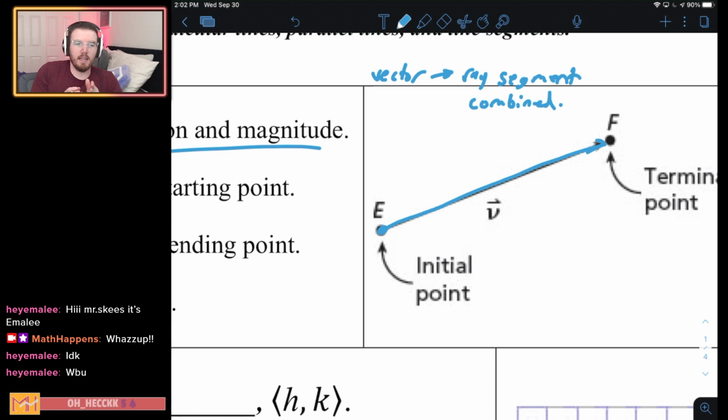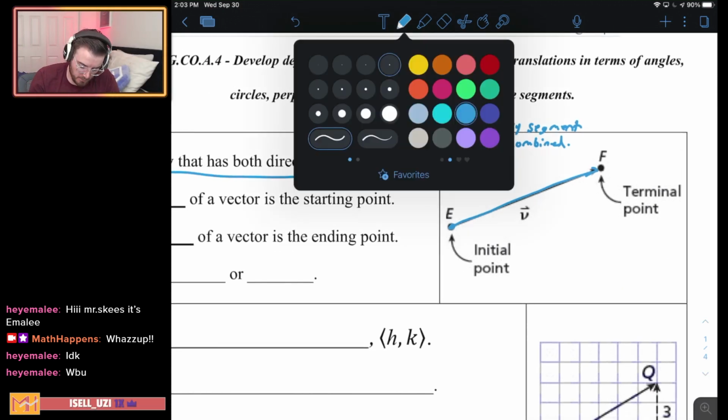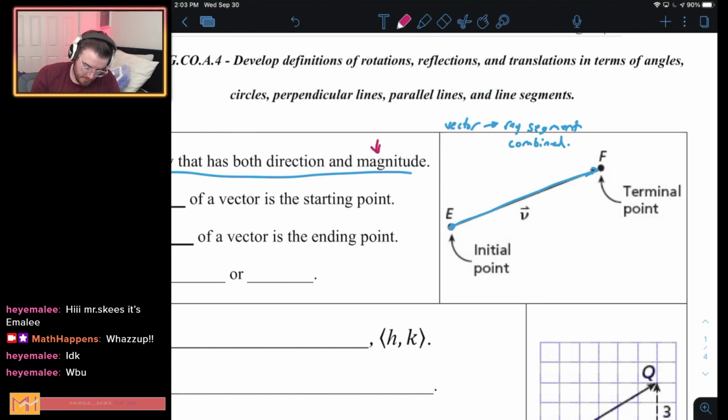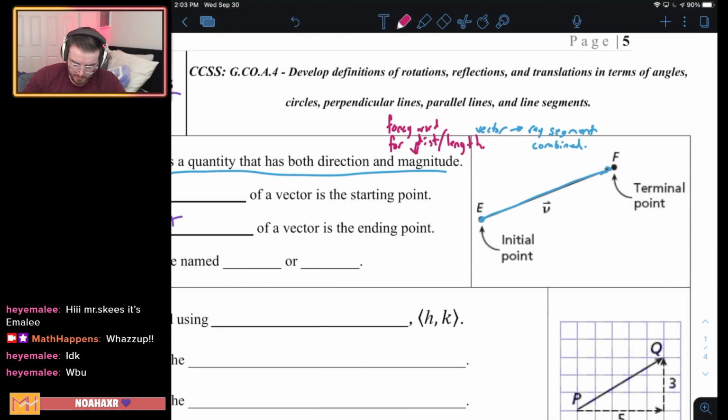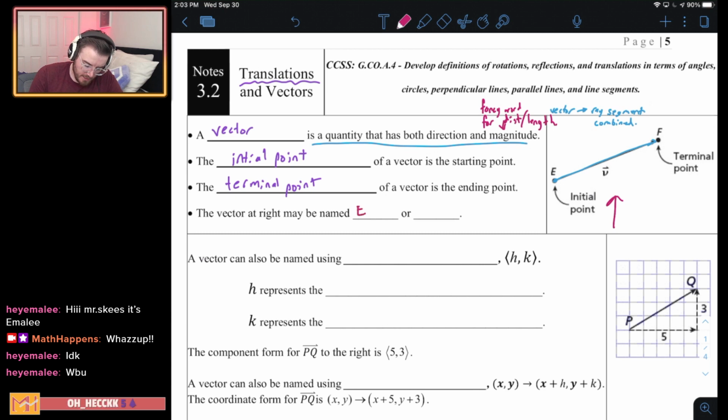So a vector is like a segment and a ray combined. It has a starting point and it goes off in a direction, but the fact is it actually ends, which is where the segment idea comes in. So it has a direction, and magnitude is a fancy word for distance or length. Okay? So when we look at this thing over here, what can we potentially name it? We could name it EF or vector V.